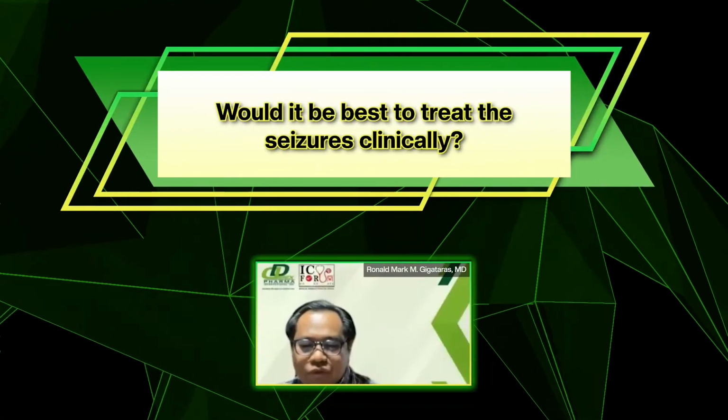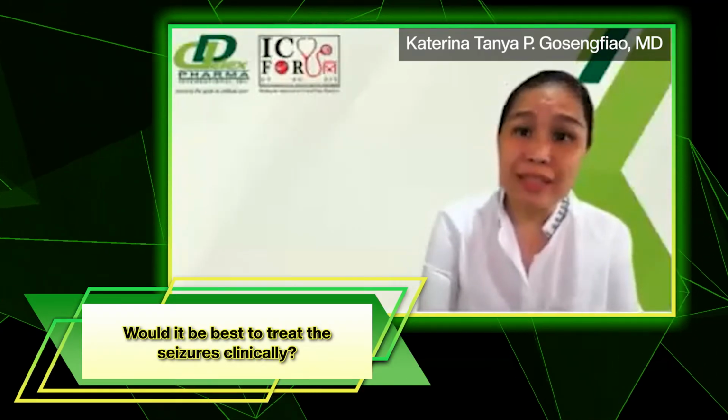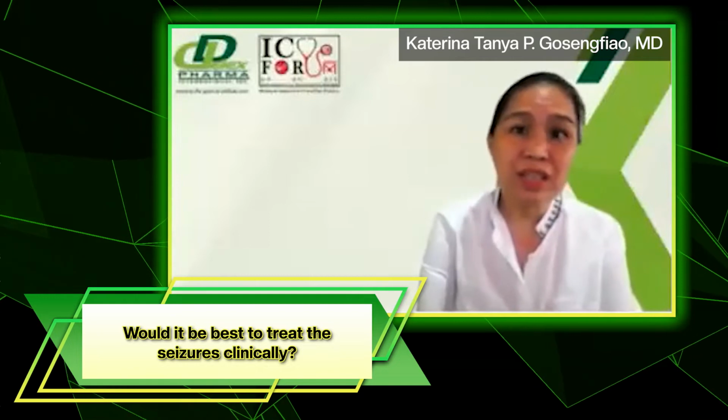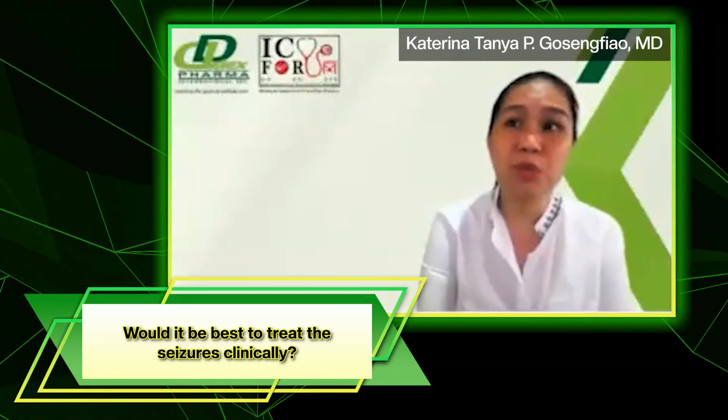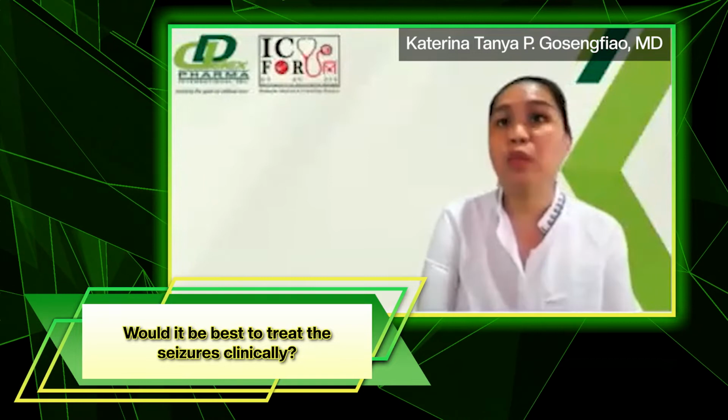The fourth question, there are some hospitals with no EEG machines. And as discussed, continuous EEG can help us guide for the treatment and diagnosis. In the absence of the EEG, would it be best to treat the seizures clinically? Well, we always treat the seizures clinically. So if you have an EEG and the EEG is abnormal, but your patient has no clinical seizures or nothing that would make you suspect that there's something wrong, then we don't treat.